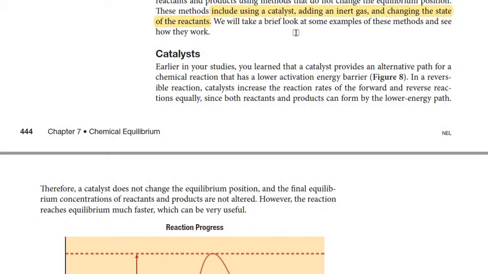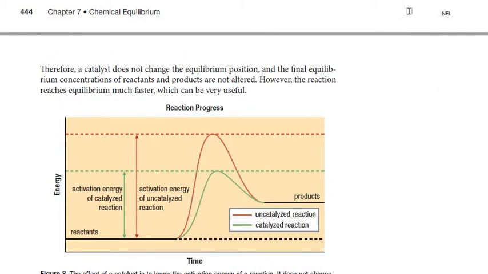Earlier in your studies, you learned that a catalyst provides an alternative path for a chemical reaction that has a lower activation energy barrier. In a reversible reaction, a catalyst increases the reaction rates of the forward and backward reactions equally, since both reactants and products can form by the lower energy path. Therefore, a catalyst doesn't change the equilibrium position, and the final equilibrium concentrations of the reactants and products are not altered. However, the reaction reaches equilibrium much faster, which can be very useful.